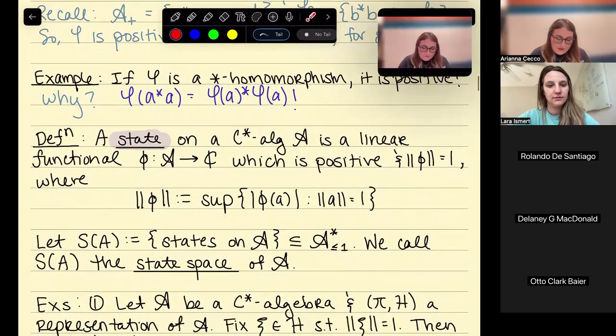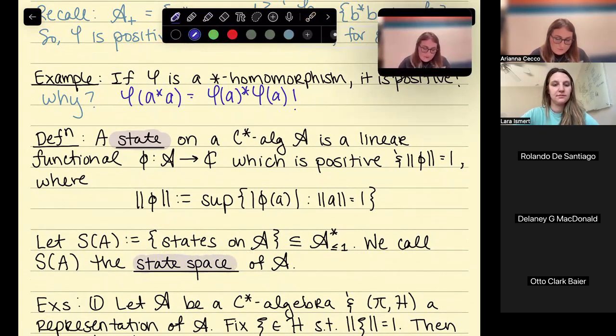If we take the set of all states on A, we can see that this is a subset of the unit circle of the dual space, and we call S of A the state space of A.